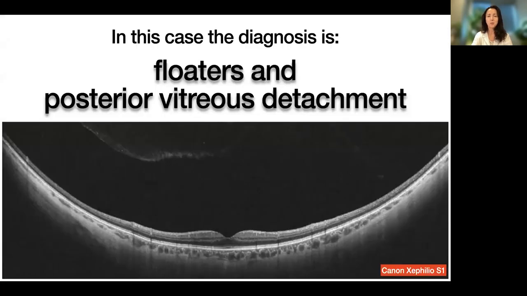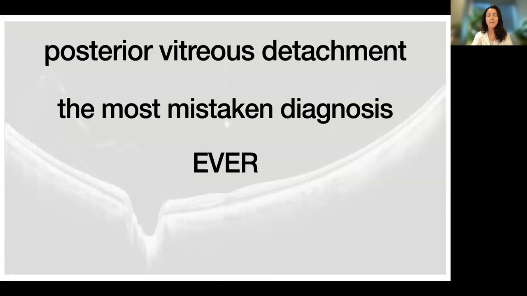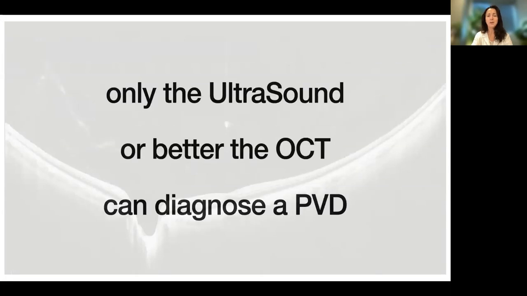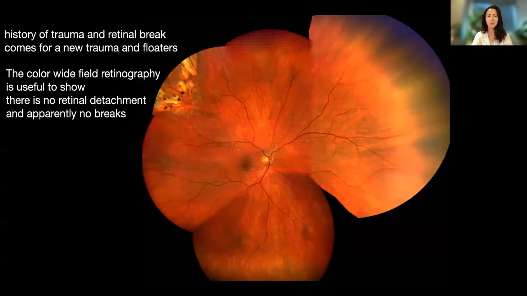So this patient goes out of the office with the diagnosis of floaters and posterior vitreous detachment, which is confirmed with the OCT. But this diagnosis, posterior vitreous detachment, is very common and very mistaken most of the time. Only ultrasound and OCT can diagnose for sure.